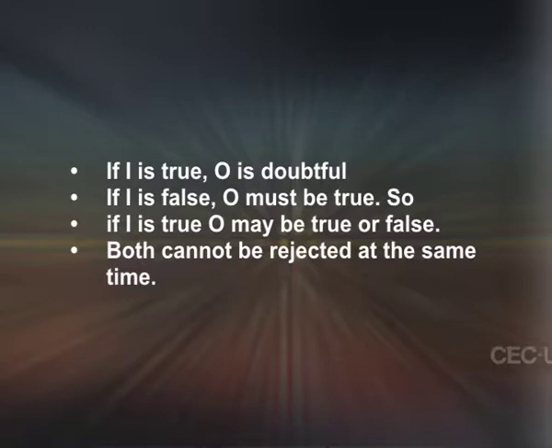If I is true, O is doubtful. If I is false, O must be true. So, if I is true, O may be true or false. Both cannot be rejected at the same time.